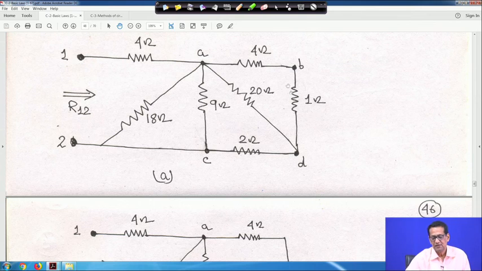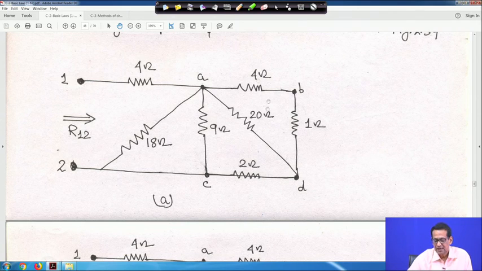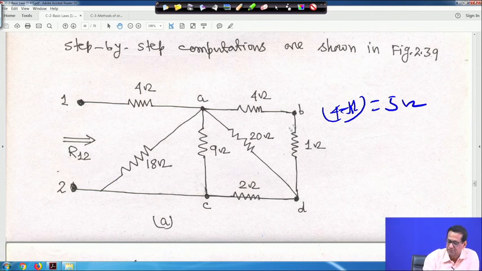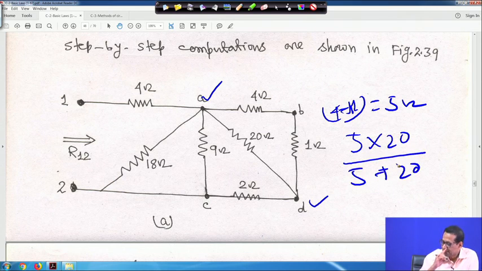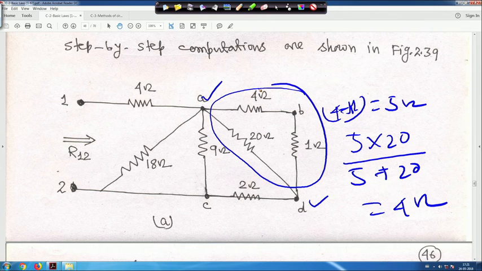So 4 and 1 are in series, right. It will now be 4 plus 1, 5 ohm, and this 5 ohm resistance and the 20 are in parallel, because they are connected across the same terminal. So 4 plus 1 is equal to 5 ohm, this is series, and across this is 20. The equivalent will be 5 into 20 by 5 plus 20, so 100 by 25, that is equal to 4 ohm. So the equivalent of this part is 4 ohm, right.